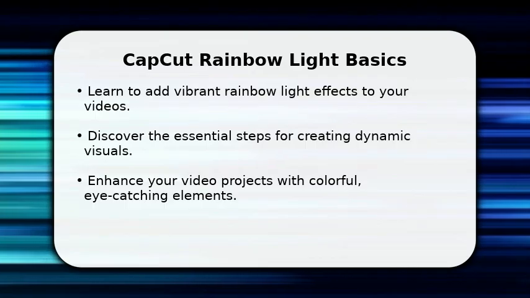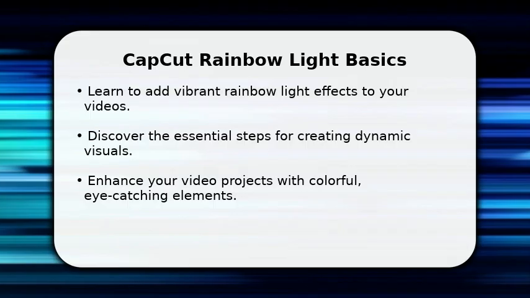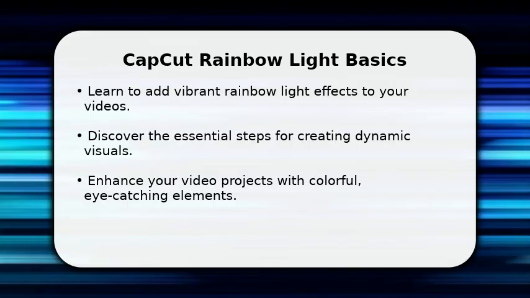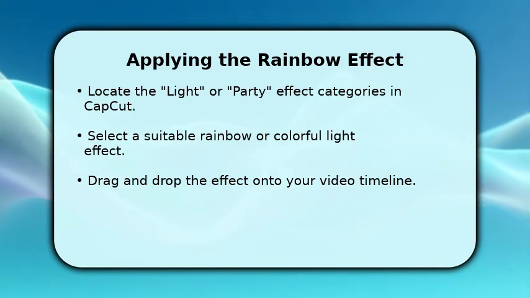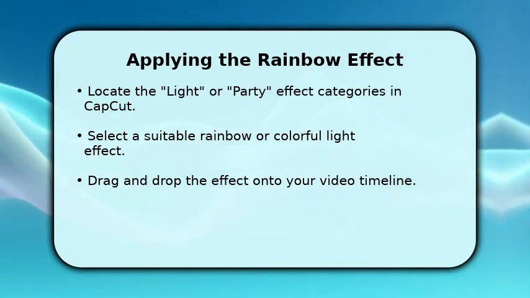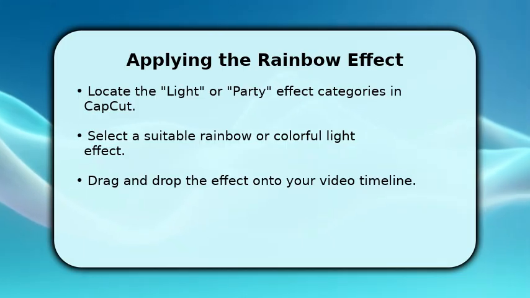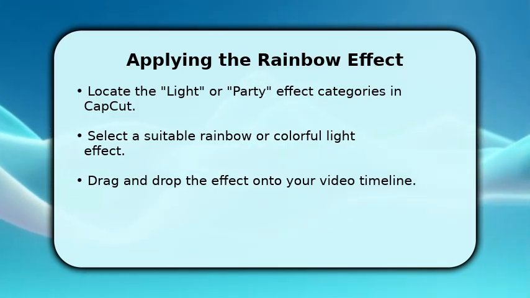From there, you will explore the various effect categories to find the perfect rainbow light option. This initial step is crucial for setting the foundation of your colorful video transformation. Once in the Effects tab, look for categories like Light or Party to find rainbow-style effects. Capcut offers several options, so choose one that best fits your vision.